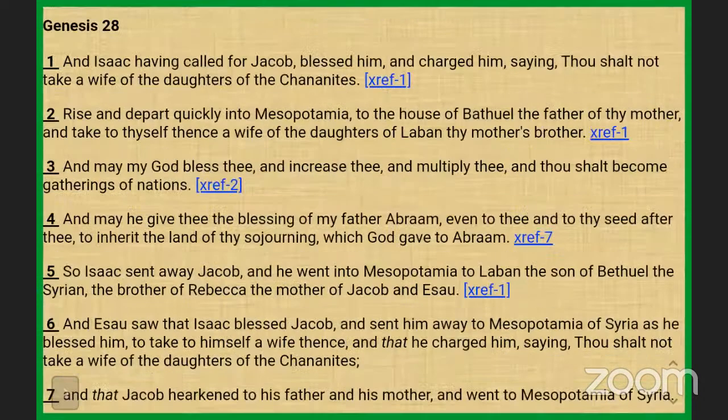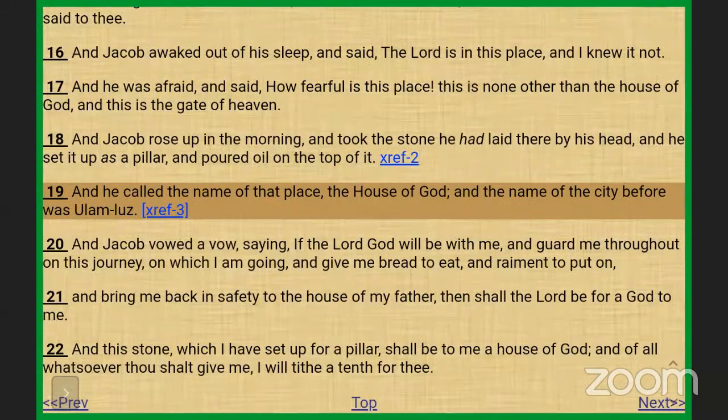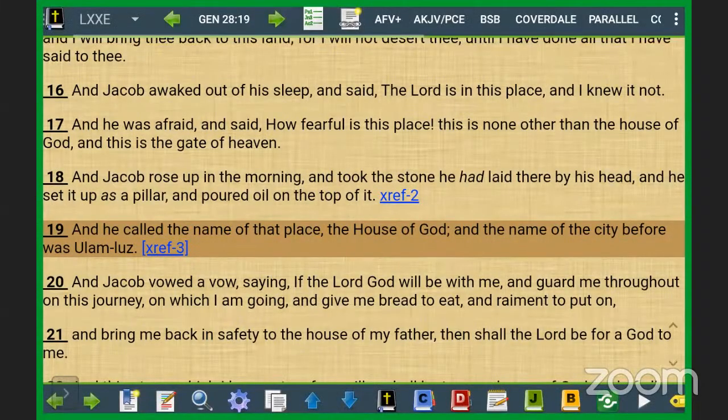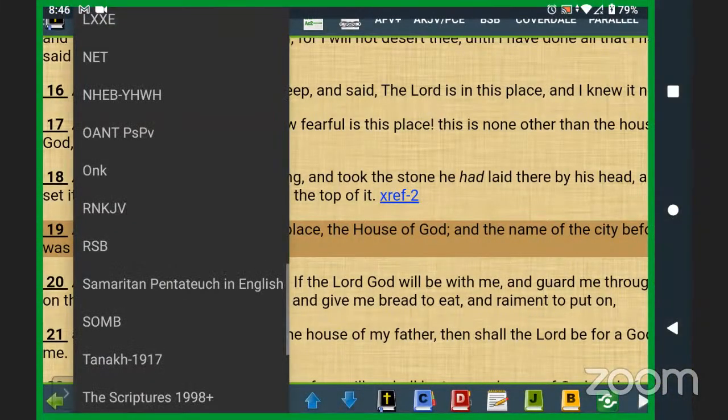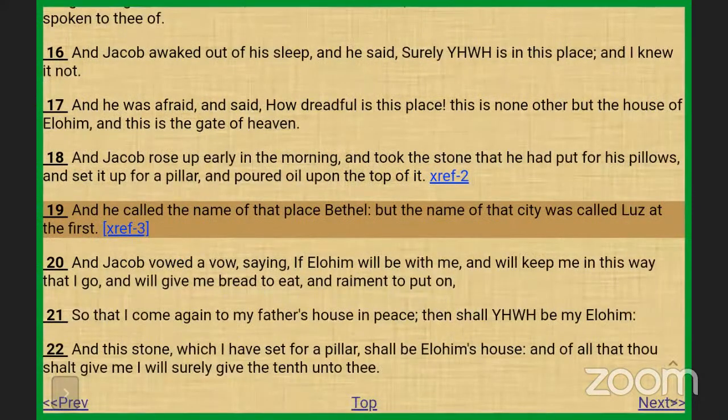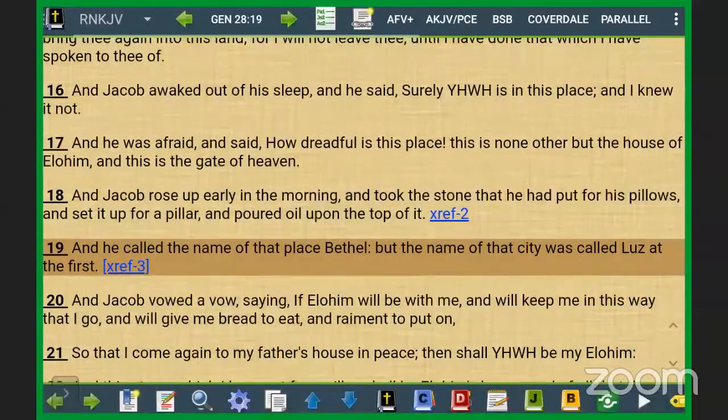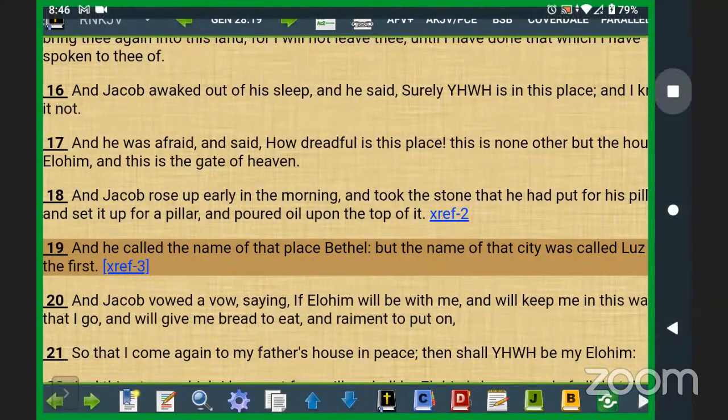So now if you go to the Septuagint, it says, and he called the name of that place the house of Elohim. What the Septuagint does a lot of the times is not give you a literal transliteration. It will give you the meaning of a name a lot of the times. The house of Elohim, and the name of the city before was Ulam Luz. So Luz and Ulam are combined together as one name of a place, which seems to be a decent bit different there. You just have Luz, and Ulam is not part of the word there. So that's the major difference there.